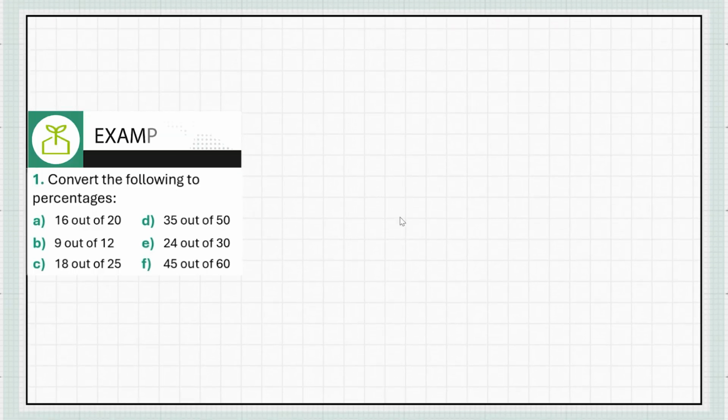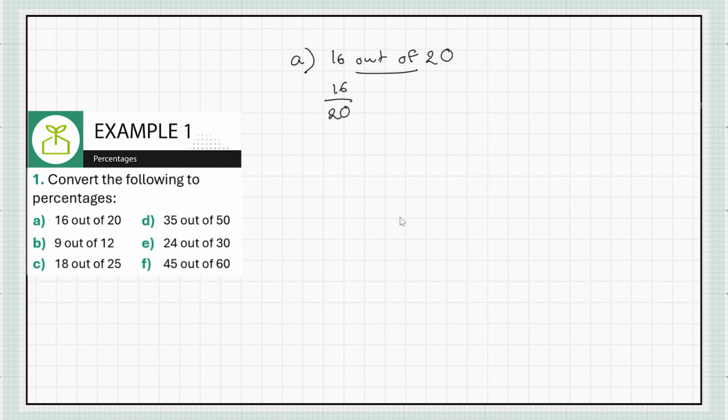Alright, welcome back. Today we're going to be looking at how to convert a variety of fractions to percentages. So let's get started with our first one. We have 16 out of 20. And this "out of" here is another way of saying division, or we can express this as a fraction. So 16 of 20. Now, remembering from earlier lessons that percentage means out of 100.